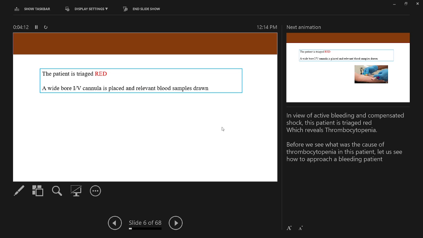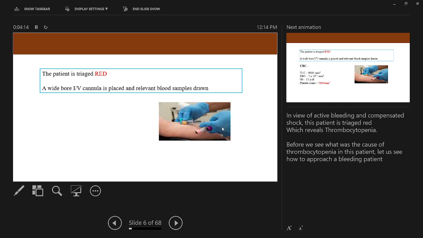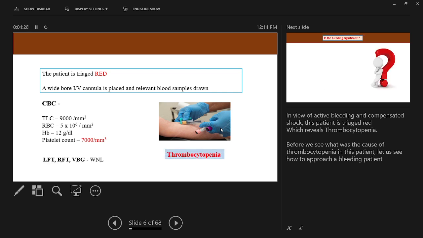A wide bore IV cannula was placed, and relevant blood samples were drawn, including CBC parameters, which showed marked thrombocytopenia with a platelet count of 7,000, with other CBC parameters such as TLC and hemoglobin within normal limits. LFT, RFT, and BBG were within normal limits.